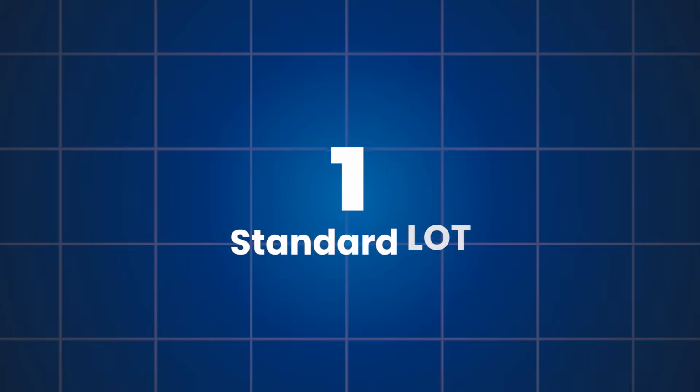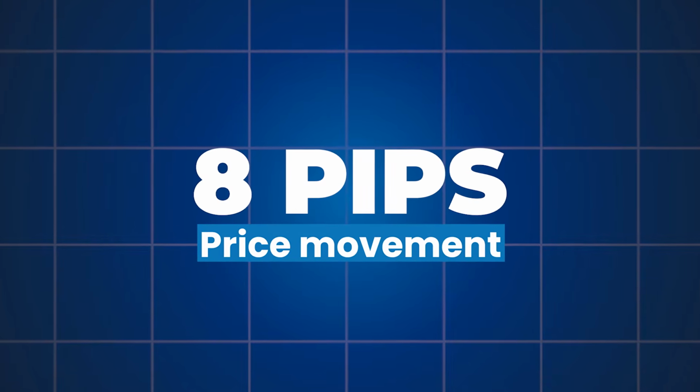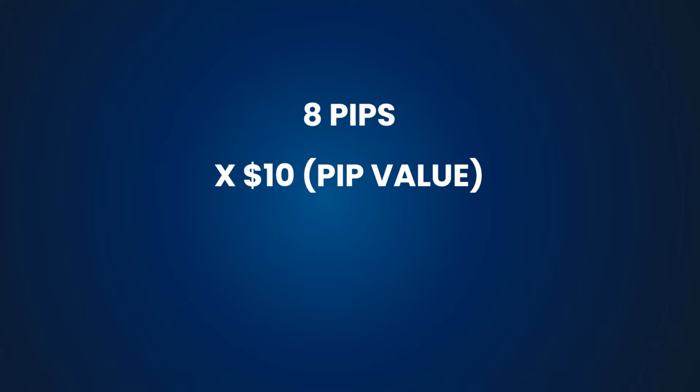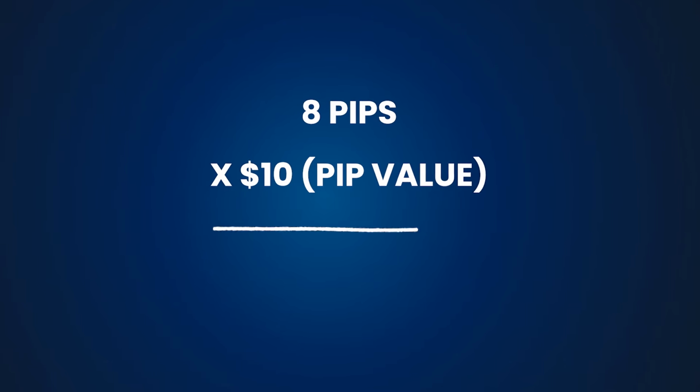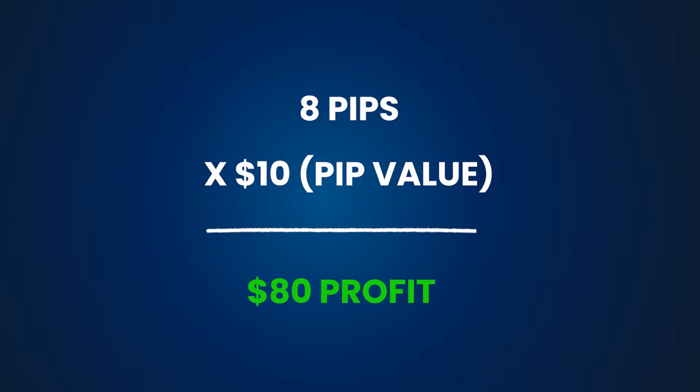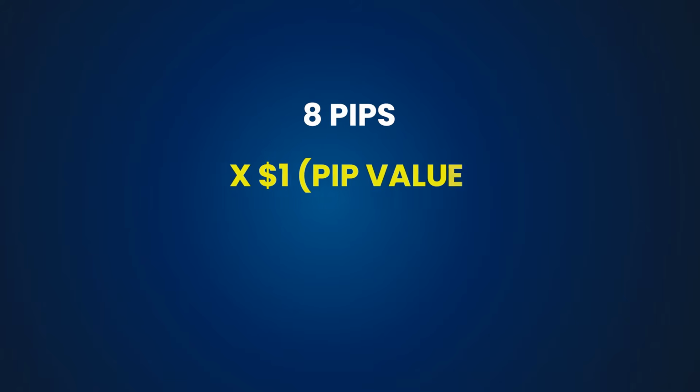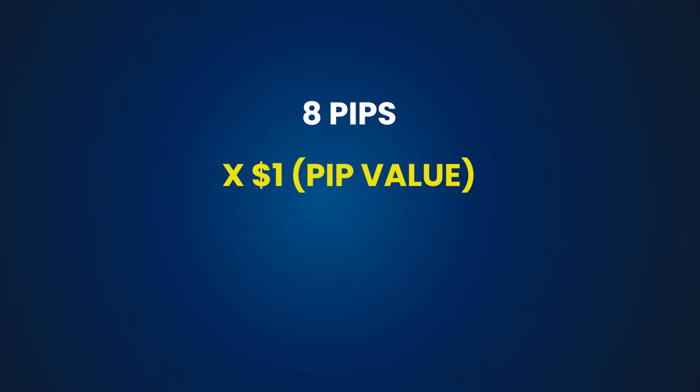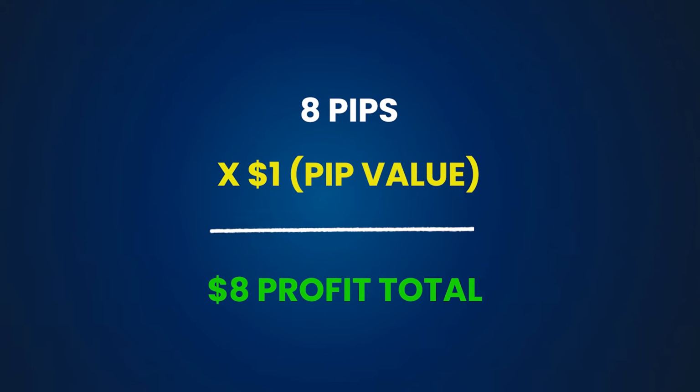So let's say, for example, you are trading one standard lot and the price moves 8 pips. That means 8 pips times the $10, which is the pip value, and that means you make $80 profit for that move. Now, if you were holding a mini lot instead of a standard lot, that would mean that you are now making $8 instead of the $80.